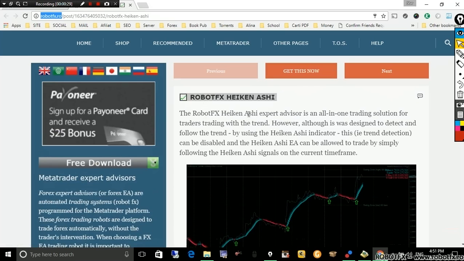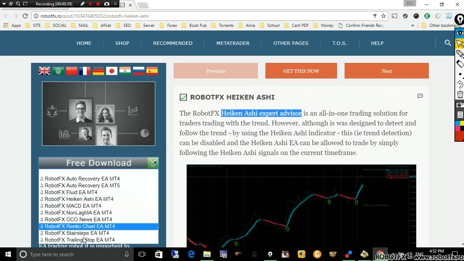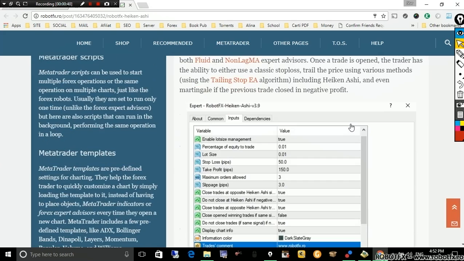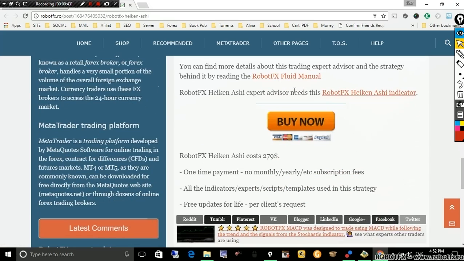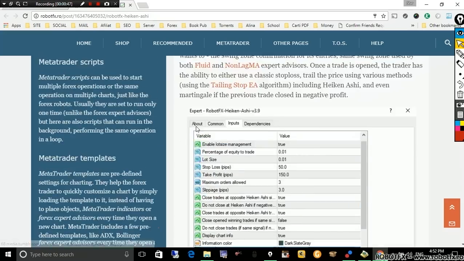If you don't know what this is about, it's a Heiken Ashi Expert Advisor with advanced trailing capabilities that you can also download for free as a demo version, and make sure you also download the indicator, RobotFX Heiken Ashi indicator, needed by this Expert Advisor.